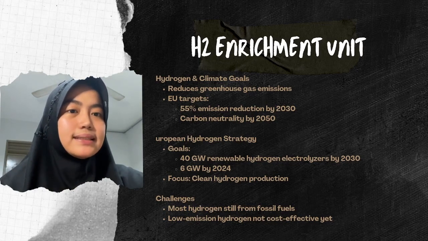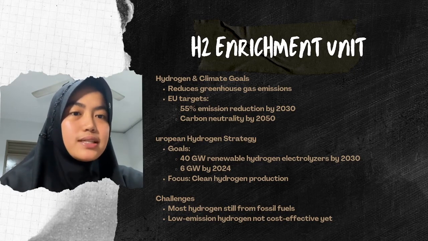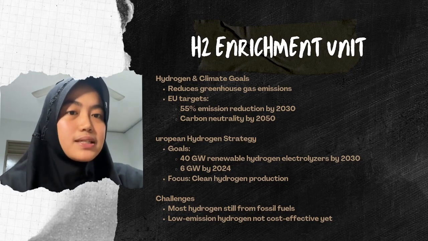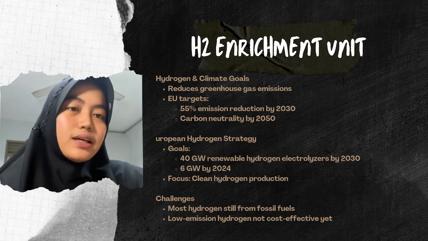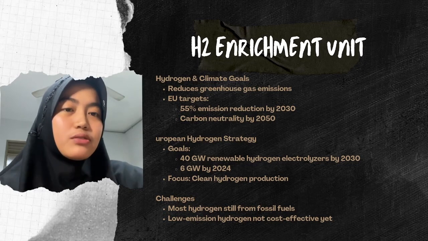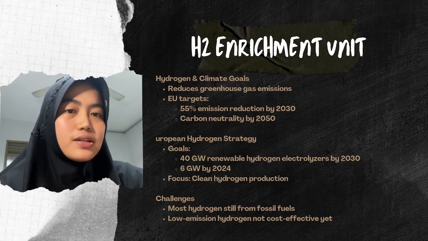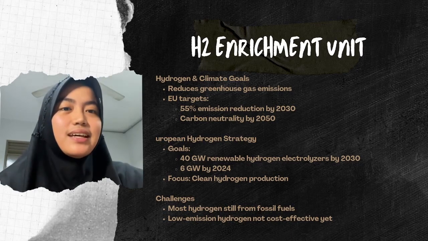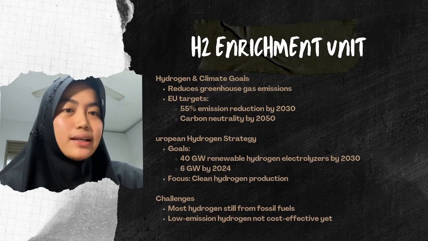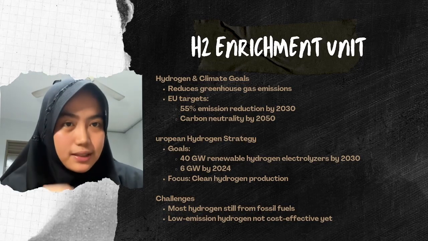The European Union has set ambitious climate targets to combat global warming. This includes reducing greenhouse gas emission by 55% in 2030 and achieving carbon neutrality by 2050. Hydrogen plays a vital role in achieving these goals as it offers a clean energy solution to decarbonize industries and transportation. And to meet this target, the EU has developed the European Hydrogen Strategy.